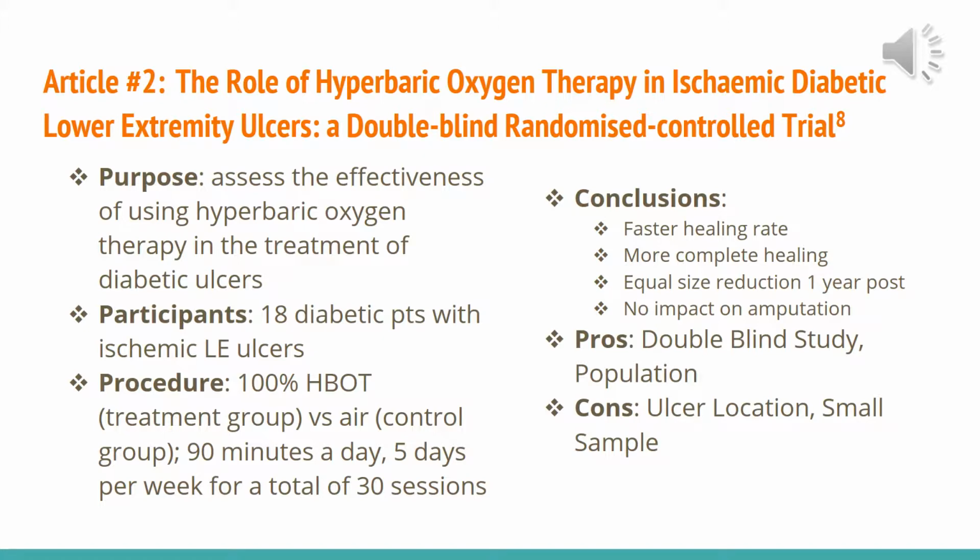The pros and cons to this study were that it was double-blinded, so only the operator of the hyperbaric machine knew which treatment the patient was receiving. So neither the doctors, the patient, nor the caregivers were aware of what treatment they were receiving. Also, this study looked at the population we were interested in, those with diabetic ulcers. However, it was only described as lower extremity ulcers and not foot ulcers, which we were more concerned about. In addition, the study only had 18 participants, which makes it very hard to generalize this to a bigger population of those with diabetic foot ulcers.